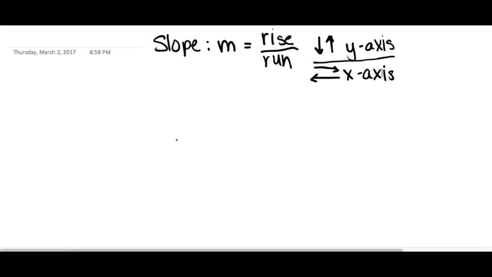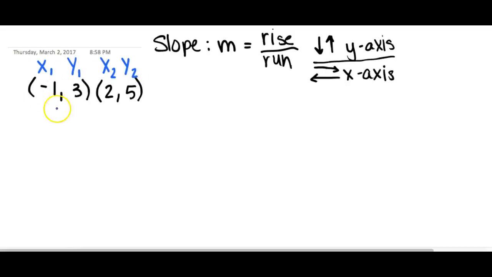Now, with this in mind, let's look at a pair of coordinate points. Let's say -1, 3, and 2, 5. If you recall, think back to your alphabet. This is X, this is Y, this is X, this is Y. I'm going to rename these X1, Y1, X2, Y2, because this is the first coordinate pair. Then we have the second coordinate pair. If I wrote a third one, it'd be the third coordinate pair.